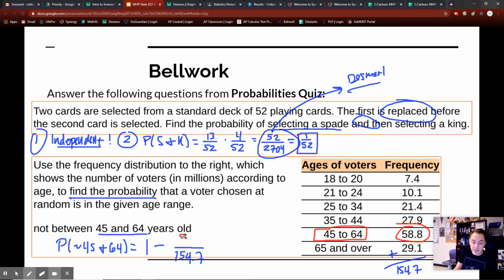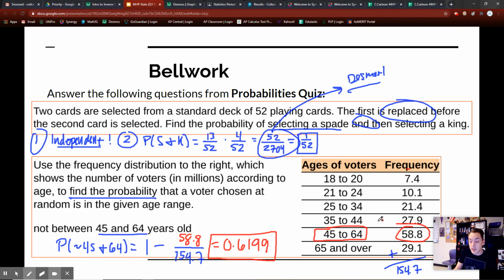The reason why I want to take that 58.8 is because what I'm trying to do is take that piece out. So we want to know everything else besides this. So I want to know all of this, and all of the 65 and over, but I don't want to know this little piece. Because I don't want to know that little piece, this 45 to 64, that means I need to take it out of my 100%. When I do that, it simplifies down to 0.6199, or roughly 62%, which means 62% of my voters are not between 45 and 64.